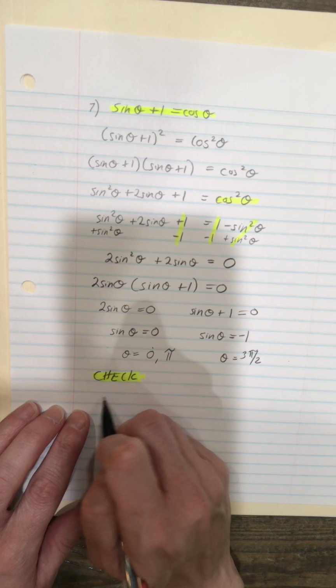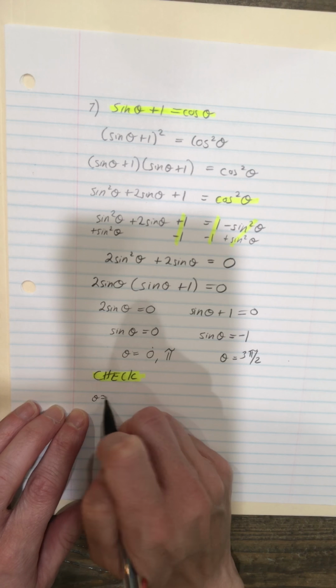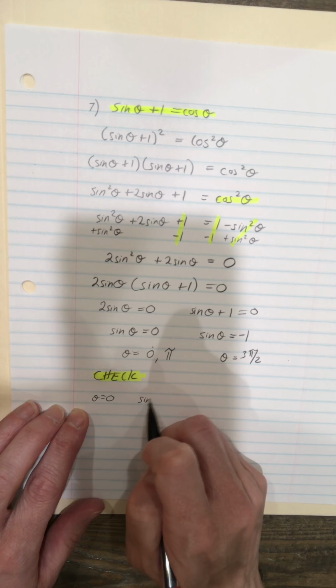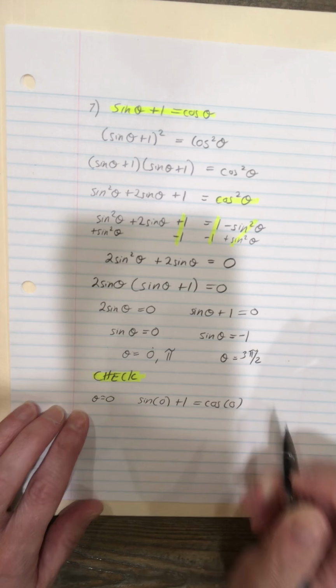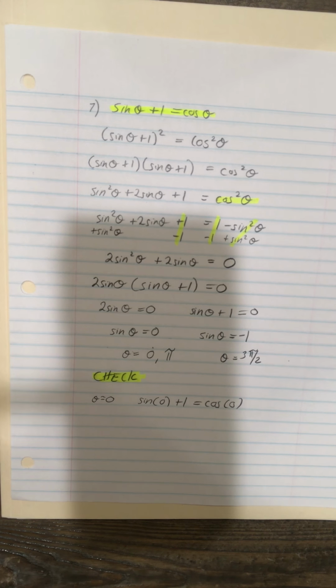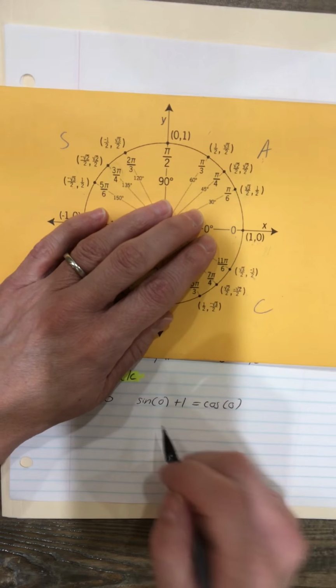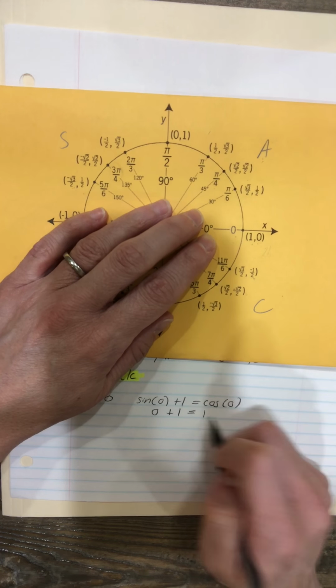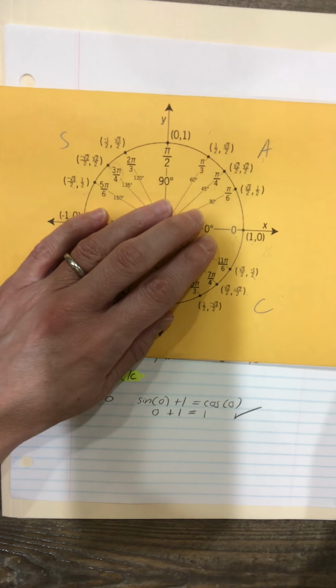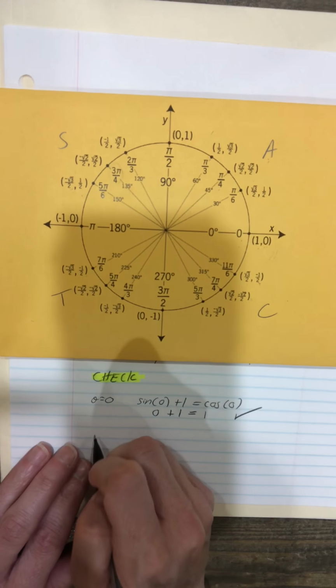So if I plug in 0, does theta equal 0? I get sine of 0 plus 1 equals cosine of 0. Again, look at that unit circle. Sine is your y, cosine is your x. At 0, sine is 0. So I put 0 in, plus 1 equals cosine of 0, which is 1. That checks. 1 equals 1. That's a solution. Now let's try our next one.